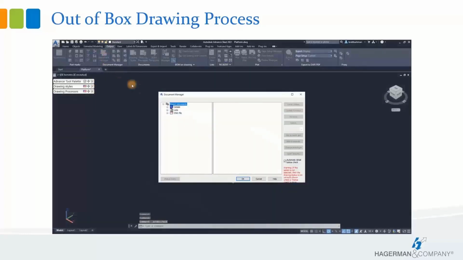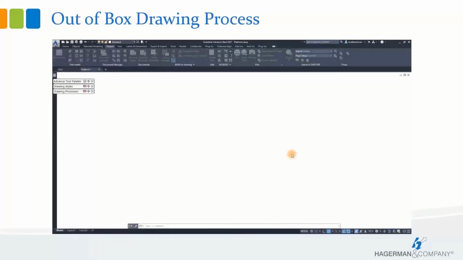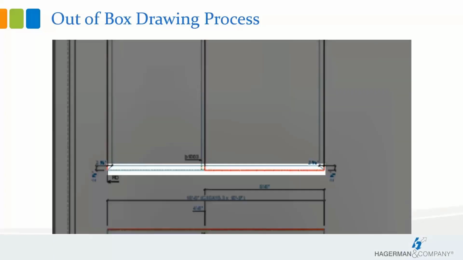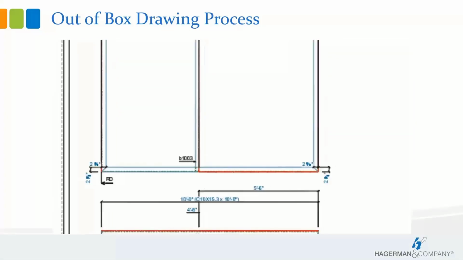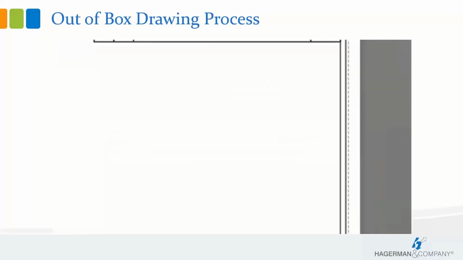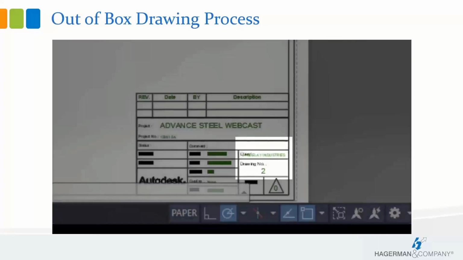Once that's complete, I'll go to the Document Manager and open the drawing. And here's the same drawing that you saw just a moment ago. There it is. And a closer look shows there's no label on the main part. The bill of materials, that main part is listed twice, also has a different mark, and the title block needs to be cleaned up.